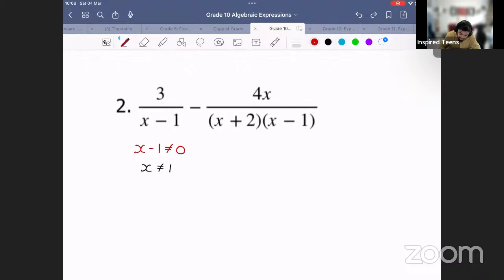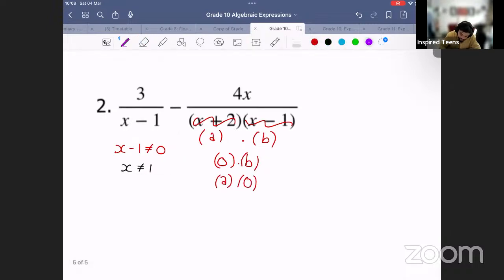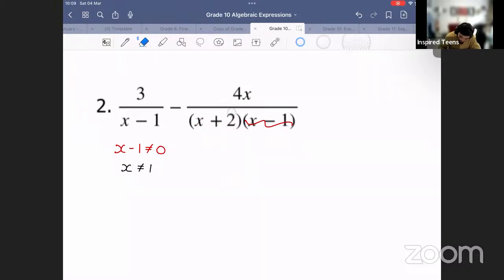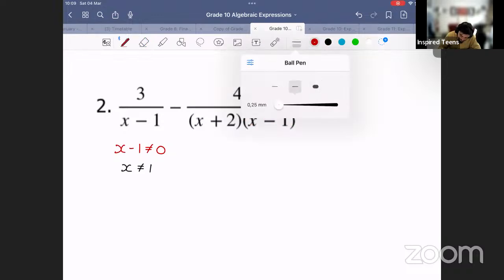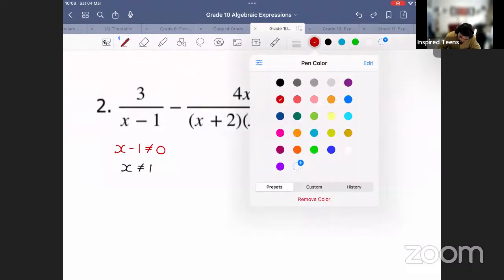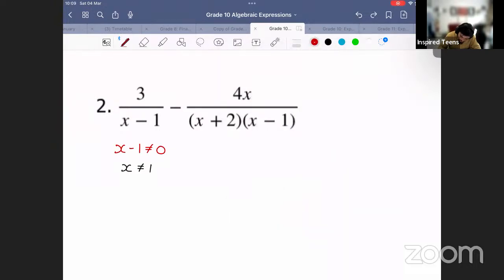Okay. What about this? This is multiplication. This is like a times b. If a is 0, the entire thing is 0. If b is 0, the entire thing is 0. So neither of these factors of this multiplication can be equal to 0. So what I have to do in that case is say that x plus 2 cannot be equal to 0 because that makes the denominator 0, nor can x minus 1 equal 0.